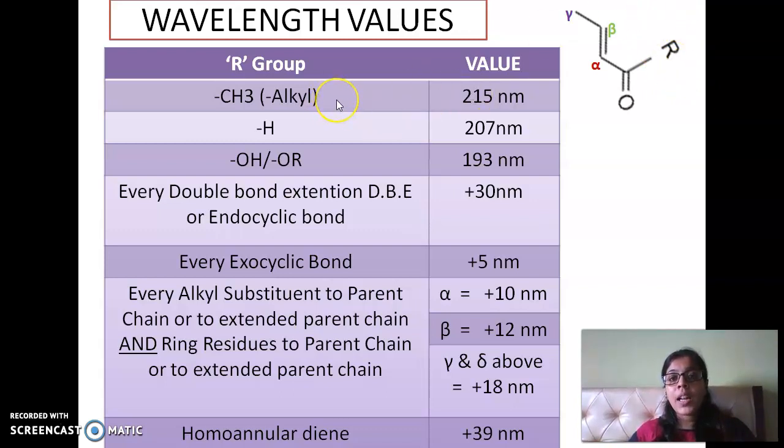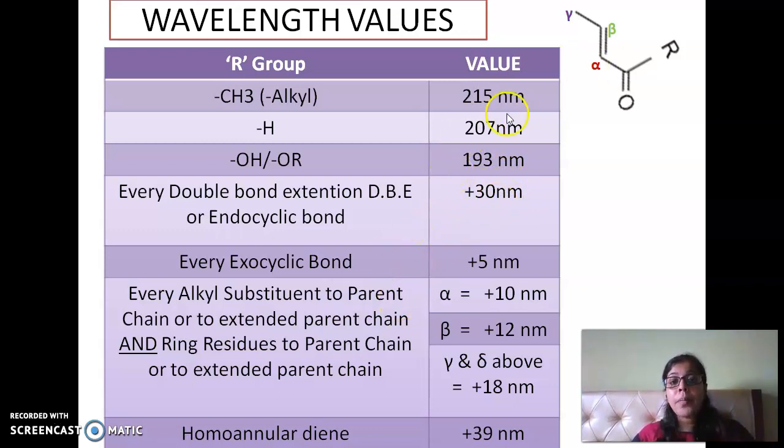So if I have an R as an alkyl group or any CH3, then my value is 215 nanometer. If it is an aldehyde, then R becomes H. In that case, the value is 207 nanometer. If it is an OH, that is a carboxylic acid, or OR, that is an ester, the value becomes 193. And the remaining rules: double bond extension, that is extension to the parent which is conjugated, that is DBE, gives plus 30, an incremental value to the parent.